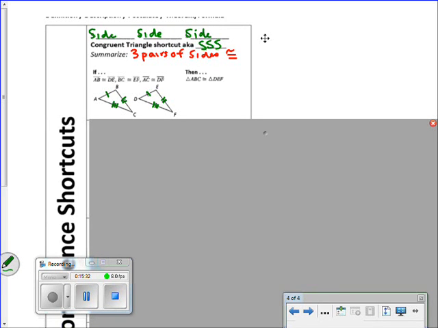Side, side, side. Now, the congruence shortcut is also known as SSS. To summarize, three pairs of sides are congruent. Three pairs means three sides on the left correspond to and are congruent to three sides on the right. So three pairs of sides. Here's pair number 1, pair number 2, and pair number 3. If that happens, then we get to conclude the triangles are congruent. No longer do we have to show 6 things, we can just show 3 things.